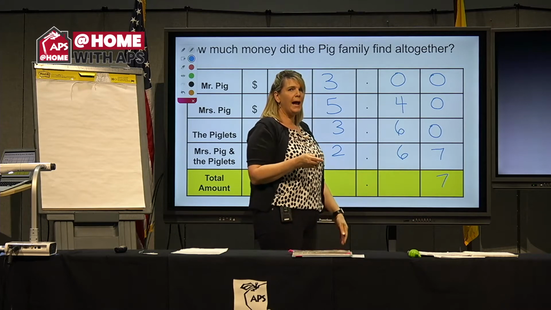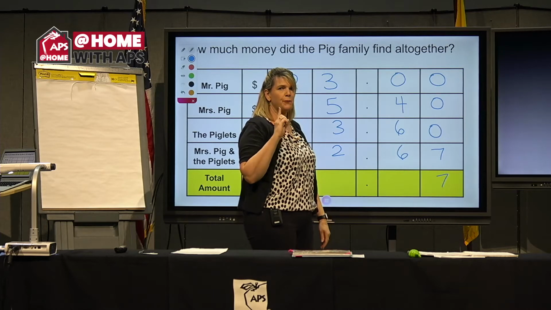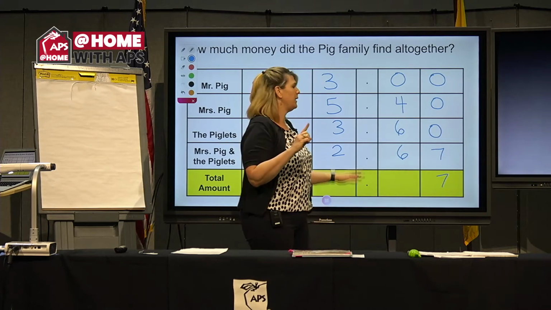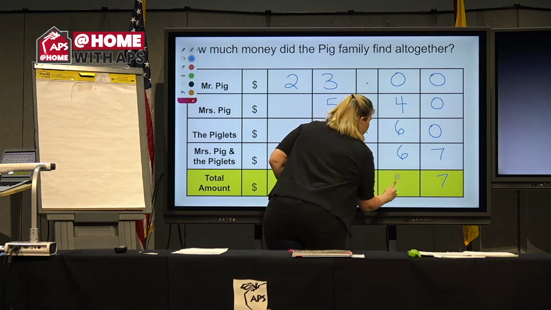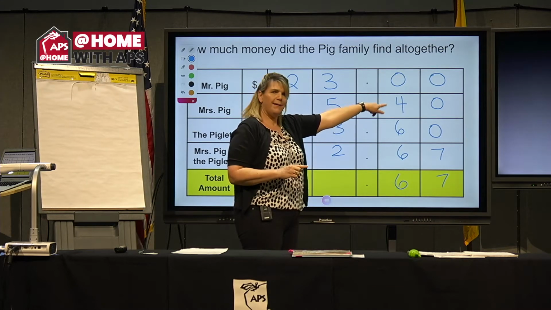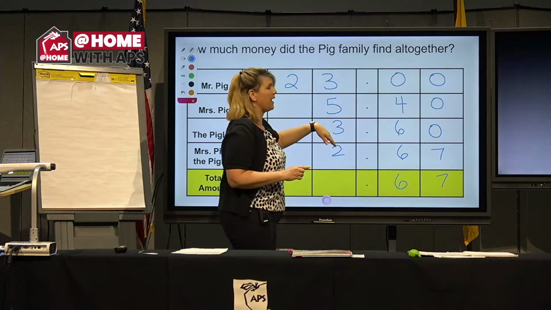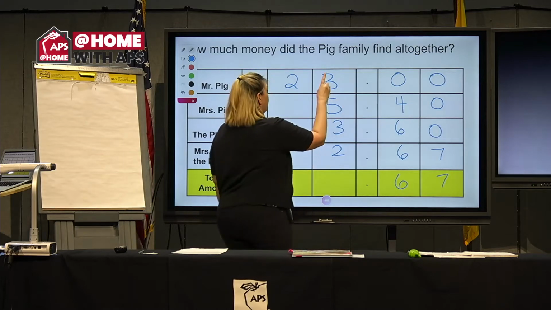Now remember, we can't keep 16 in there. We can only keep one space for one digit, right? So I'm going to keep that 6 behind. And I'm going to regroup those 10 dimes. It essentially could be 10 dimes that I'm going to have to regroup, and I'm going to have to put it into the dollars, right?